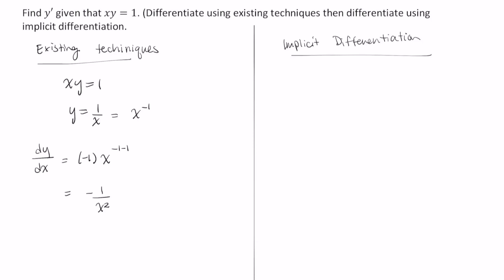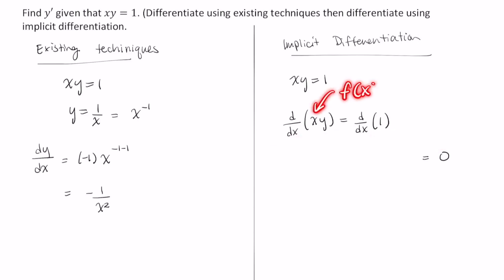Now let's try this using implicit differentiation. So this time I'm not going to rewrite this. I want the derivative with respect to x of xy on both sides. On the right-hand side, this is fairly easy. That's just going to be 0, since the derivative of a constant is just 0. On the left-hand side, we need to apply the product rule.